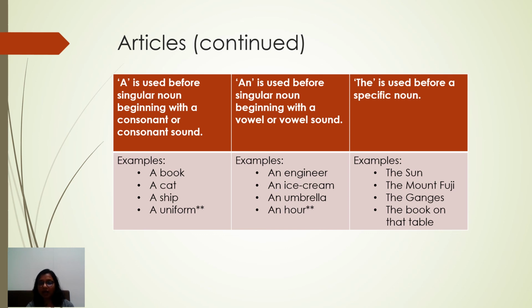Last one, article the. It is used when we are referring to a specific noun. Example, the sun, the Mount Fuji, the Ganges, the book on that table. I'm not saying about a random book on a random table. I'm pointing out to a particular book on a particular table. And hence, I'm saying the book on that table, please bring it to me. That's how we use the.